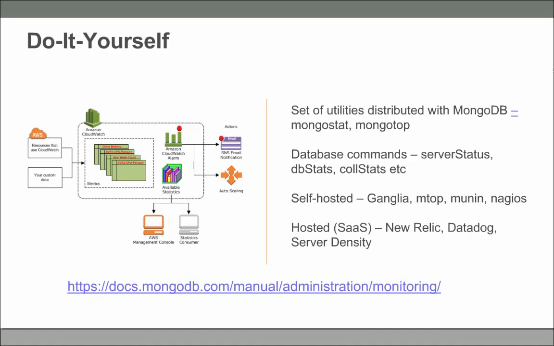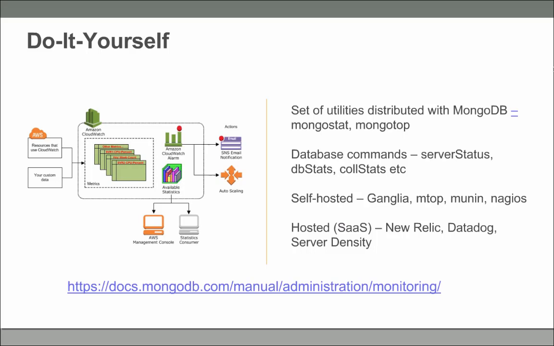But if you want to do it yourself, in case you want to implement the same set of features, you have to use multiple tools across MongoDB. For example, mongotop and mongostat, sorry. You can run database commands such as server status, database status, collection status. You can use tools such as Ganglia, mtop, Munin, Nagios, which allow you to monitor.